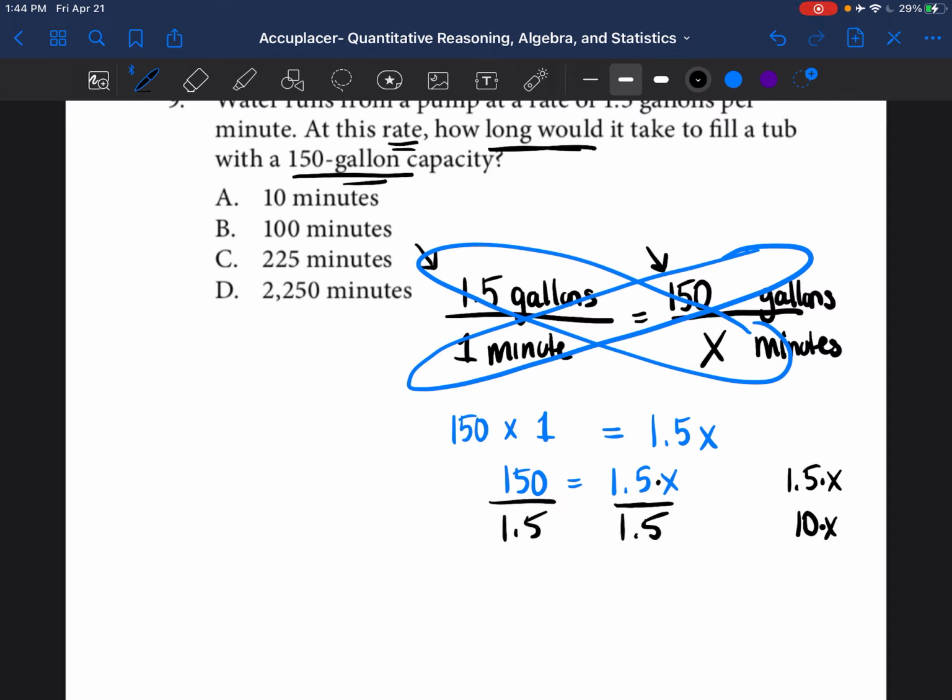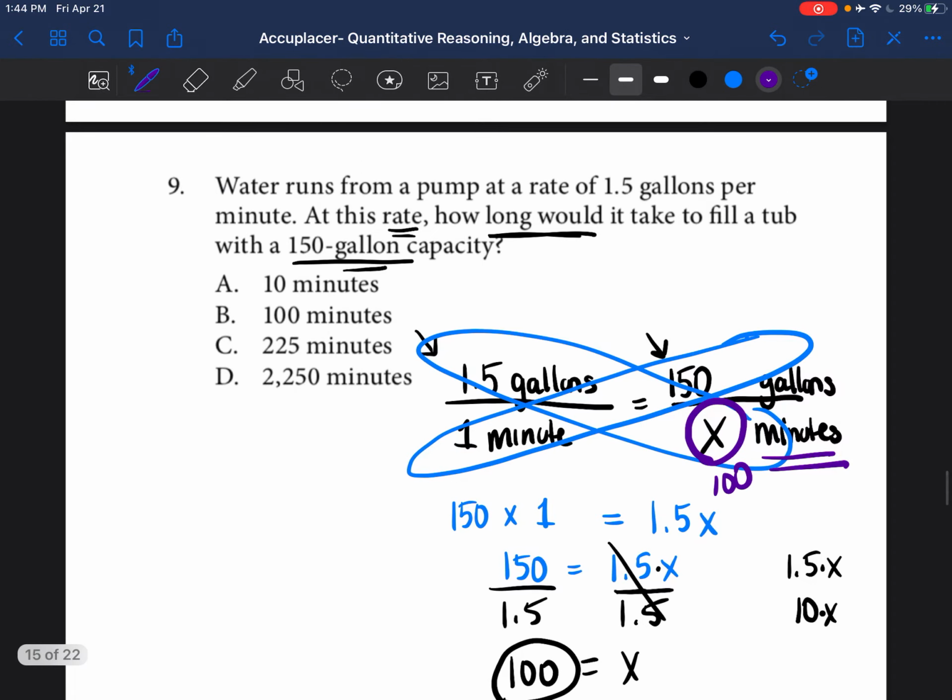All right, so on the right side, the 1.5s cancel each other out, and we're left with X by itself. And then we just got to do 150 divided by 1.5, and it equals 100. So now we can plug in 100 instead of X here, and we'll be able to see that it takes 100 minutes in order to fill the bathtub with 150 gallons. So our answer is going to be B.